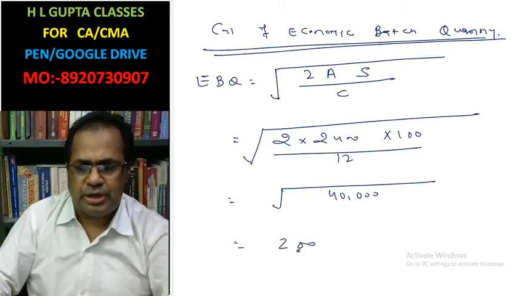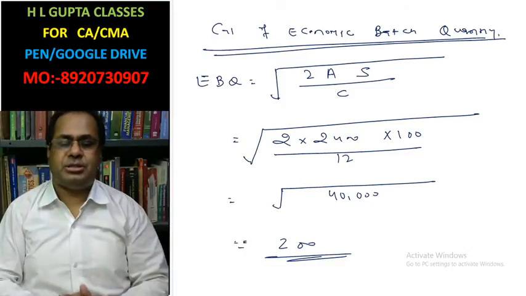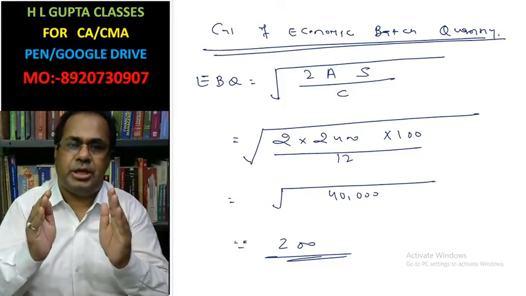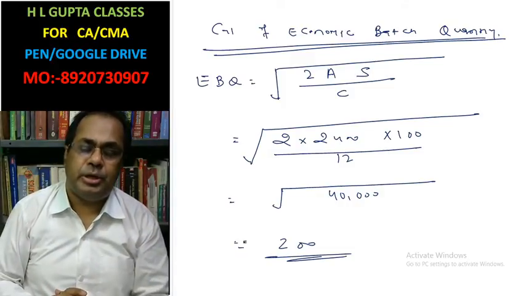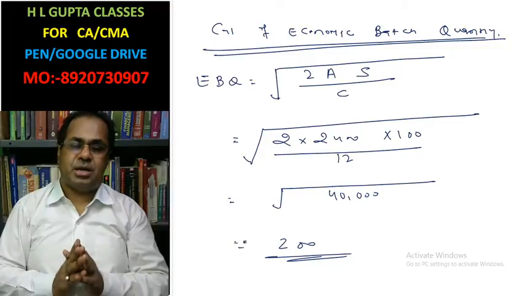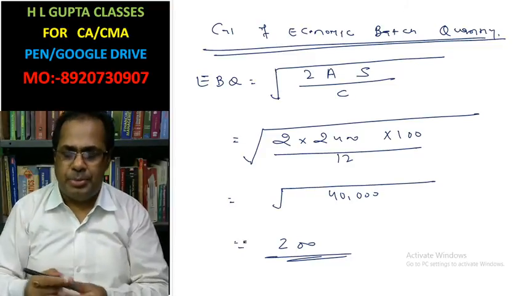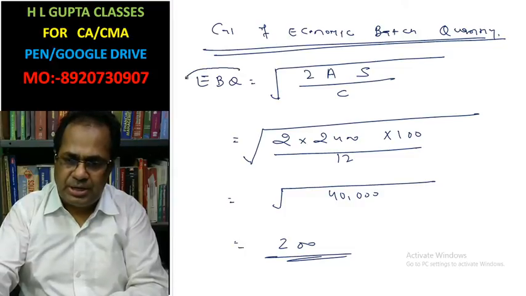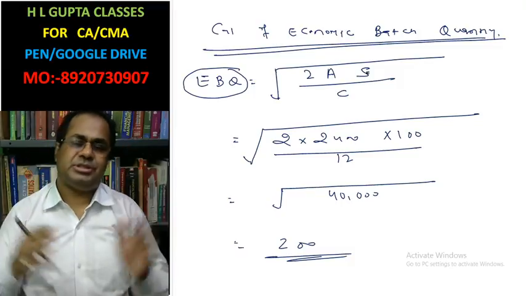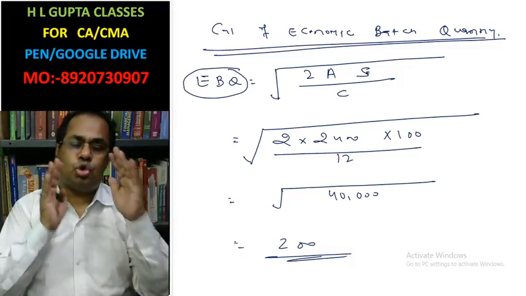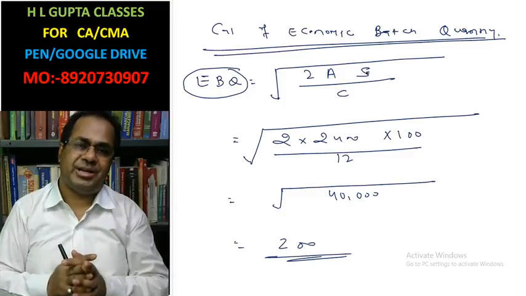This is 200. It means the economic batch quantity is 200: if you produce in batches of 200, then the cost of setup as well as carrying cost will be the minimum. In economic batch quantity, carrying cost and setup cost are always equal. The whole concept is based on the EOQ, which I have explained in material costing.